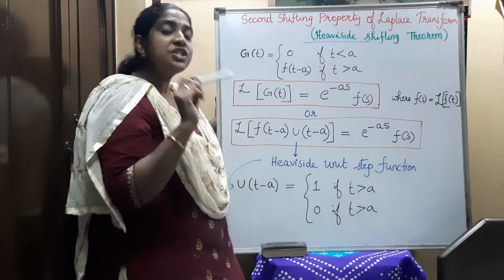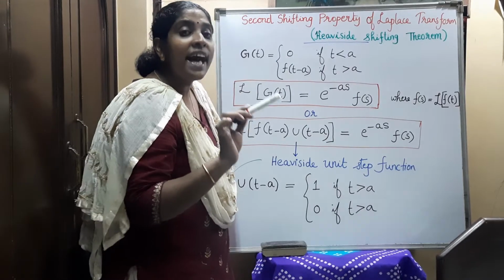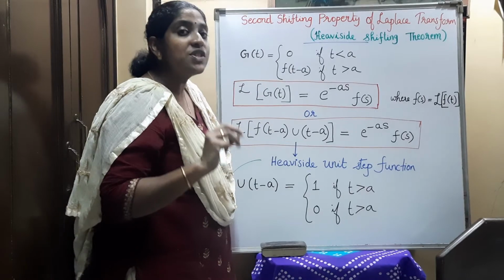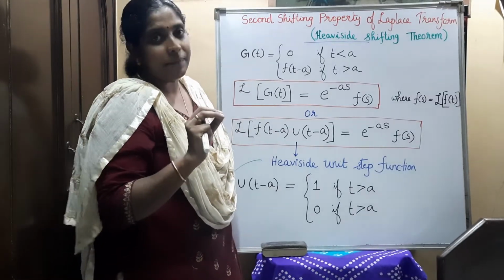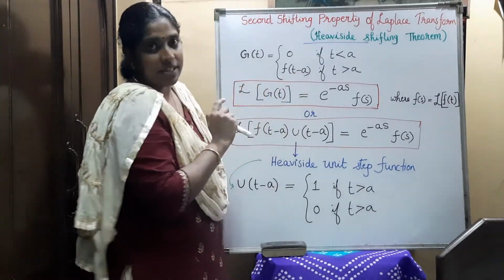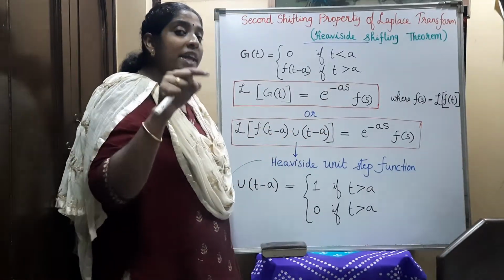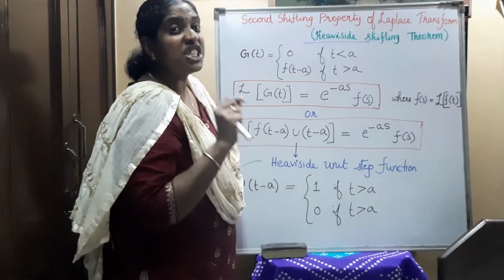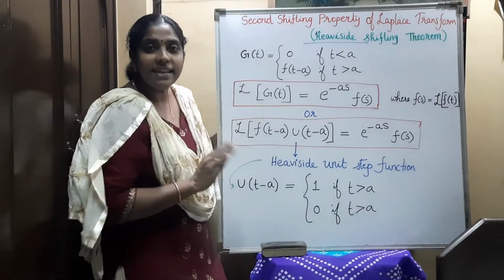See that in the first shifting property, the shifting happened along the s parameter. That is, the Laplace transform of e raised to at f of t is equal to F of s minus a. Here, the shifting happens with the t parameter, not with the s parameter. In the first shifting property, the a shifting happened with the s parameter. Here, this a shifting is along with the function's t parameter. Then, the Laplace transform is e raised to minus as F of s.